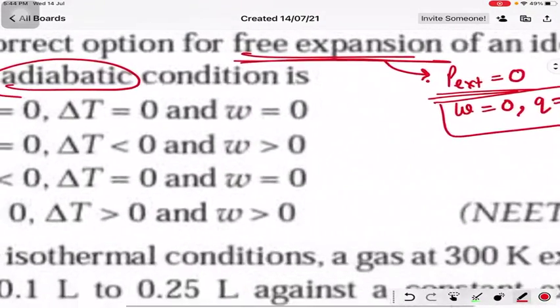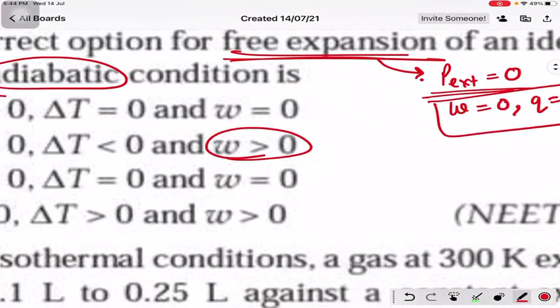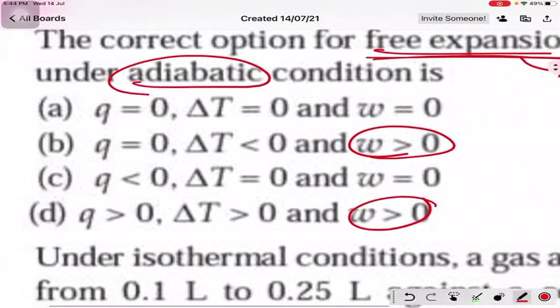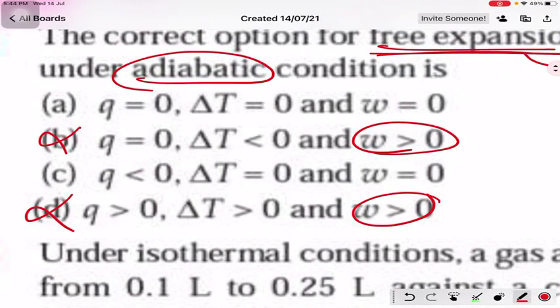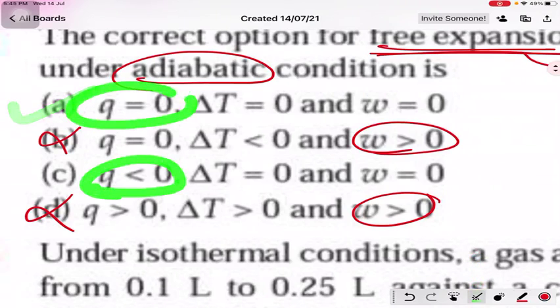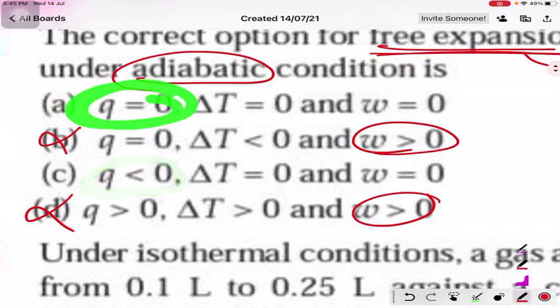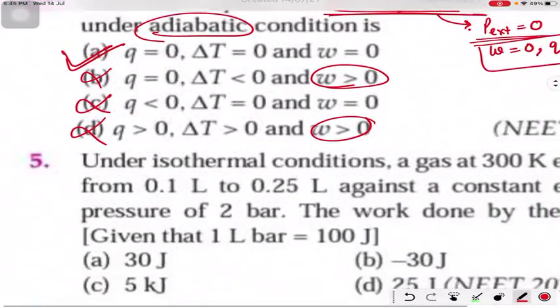So let us check them. From here, W is greater than 0, so this cannot be the correct option. So we can eliminate it. Now we are remaining with these 2 options. Here Q is less than 0, whereas for adiabatic, Q is equal to 0. The correct option is option number A. Option C is the wrong option.